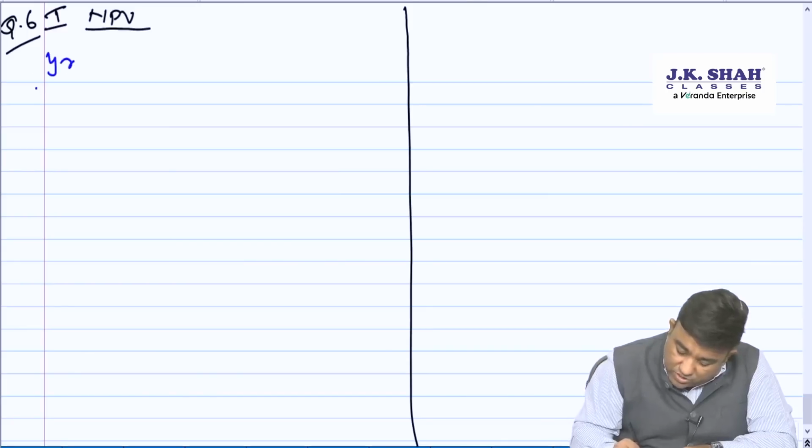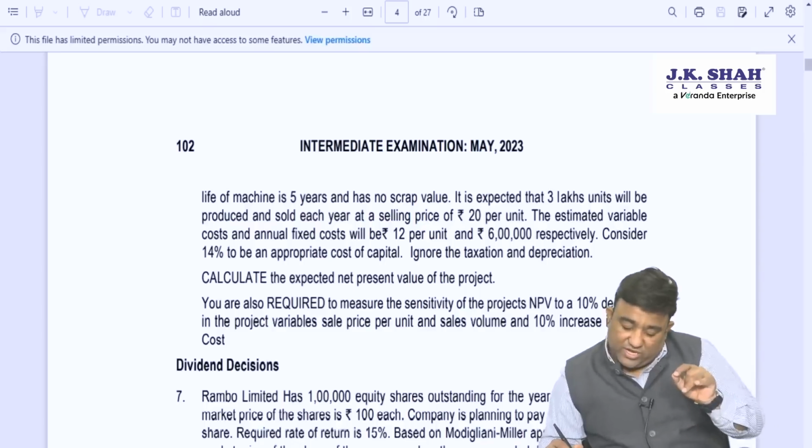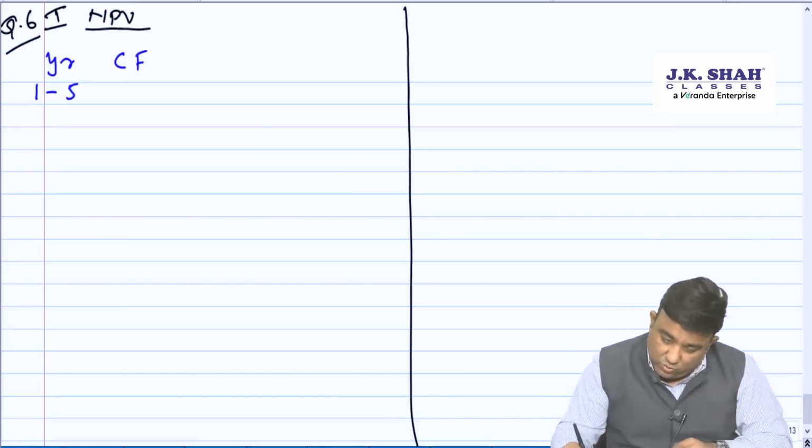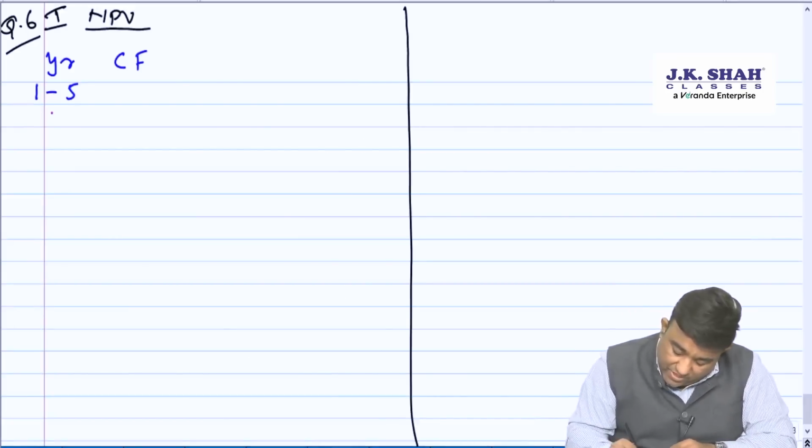Year. The project works for how many years? 5 years. I need the cash flow. Student, just check out, the units are 3 lakh. So student, I would say the presentation is 3 lakh units.